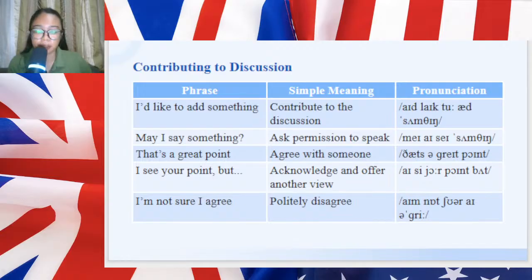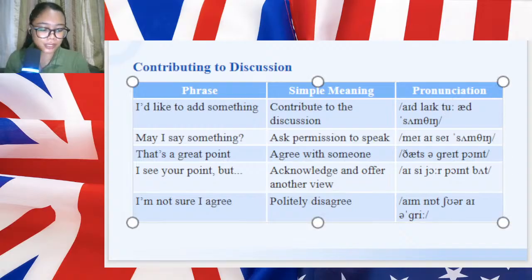Again, "I'd" has a diphthong, as well as "like", and then "to". No, that's not a short O sound, because remember, if a vowel sound in IPA transcription is paired with a colon, that's a long vowel sound. This is the short A sound, in "add", and then "something".